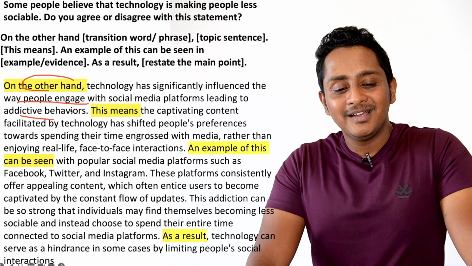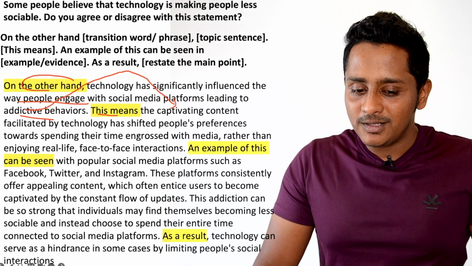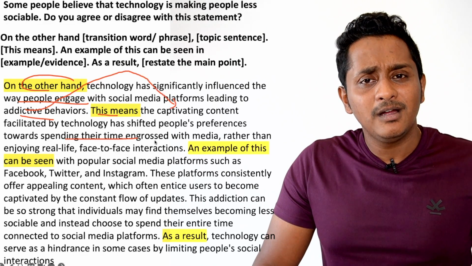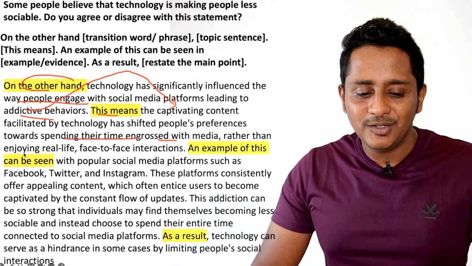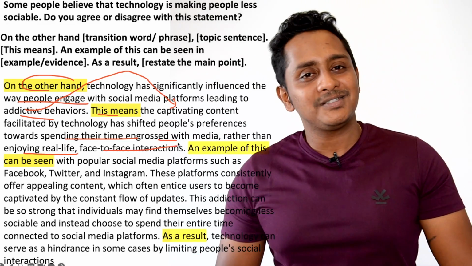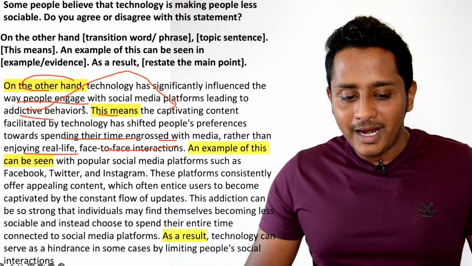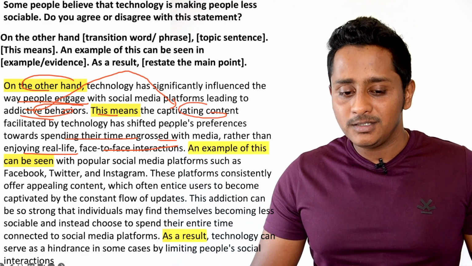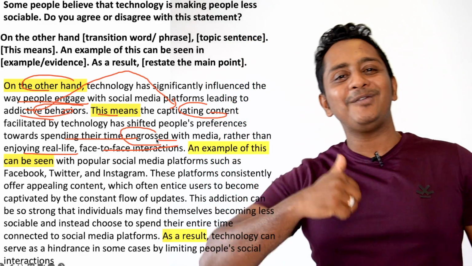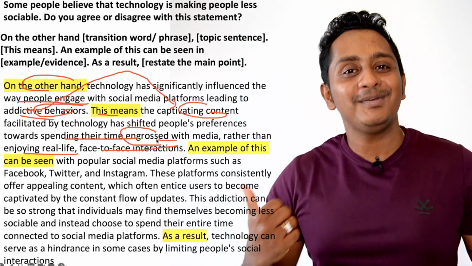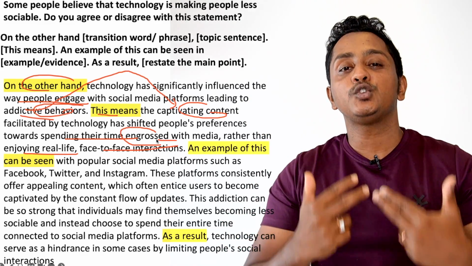The structure is this. This means addicted behaviors, captivating content facilitated by technology has shifted people's preference towards spending their time engrossed with the media rather than talking with friends, enjoying real life face-to-face interactions. We have an example. Now the example should talk about addiction, captivating content, engrossed with the media, and not talking face to face. Hey buddy, how are you? Can we sit for a coffee, meet up for a coffee? This is what you need to write so that coherence and cohesion will be precise.